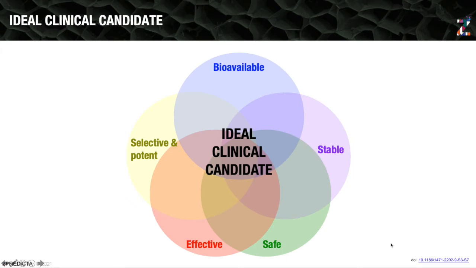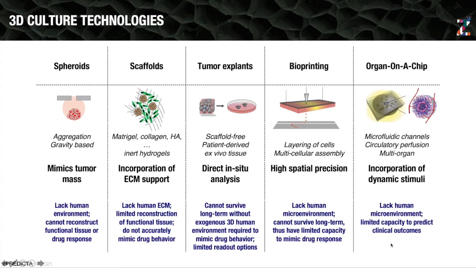And to identify an ideal clinical candidate, we need to find molecules that are bioavailable and stable. They have to be safe, they have to be effective, and they have to be selective. So an ideal clinical candidate has to encompass 5, 6, or 10 different parameters to really work in the clinic. And it's best to identify such compounds early and remove things that will not be effective before they get into the clinic.